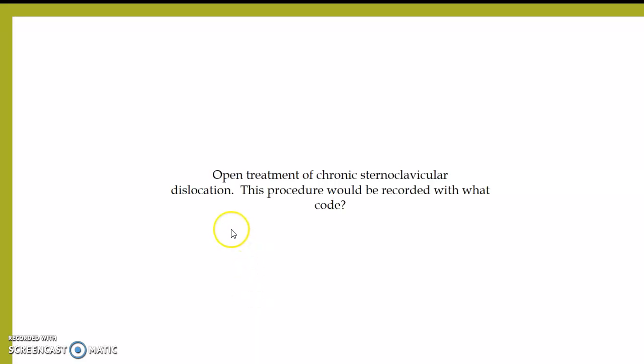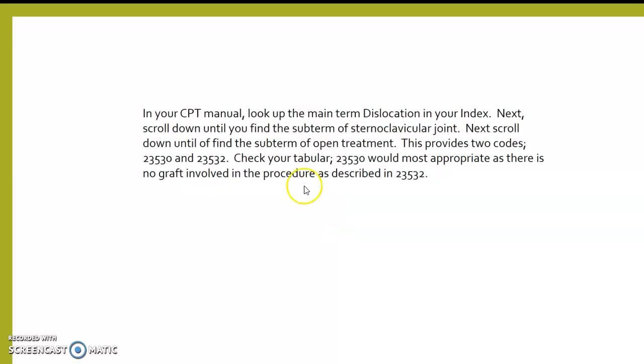For the first scenario, open treatment of chronic sternoclavicular dislocation. This procedure would be recorded with what code? So we're going to go to our CPT manual, look up the main term of dislocation in your index. Next, scroll down until you find the subterm of sternoclavicular joint. Next, scroll down until you find the subterm of open treatment.